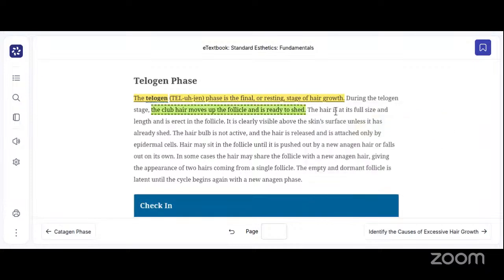The hair is at its full size and length and is erect in the follicle, which means it's coming straight out of the follicle. It is clearly visible above the skin surface. You can see it is pigmented unless it has already shed. You can see it. You know exactly what it is.